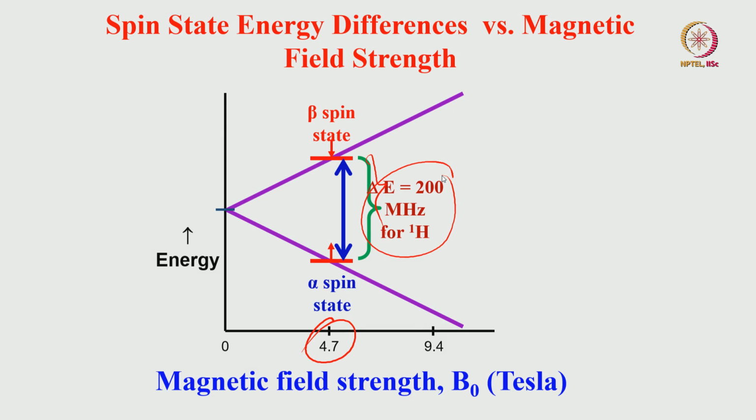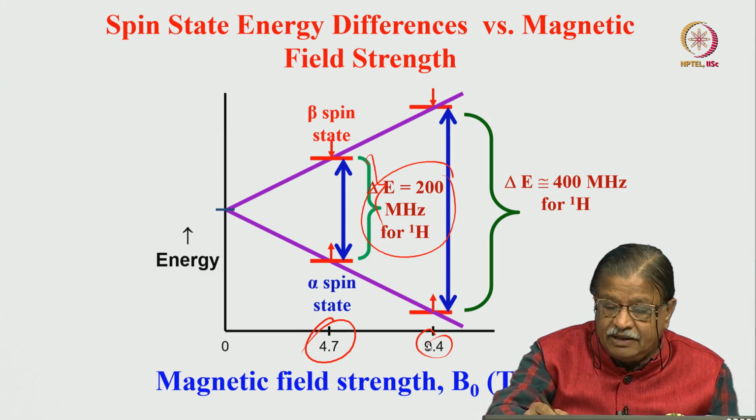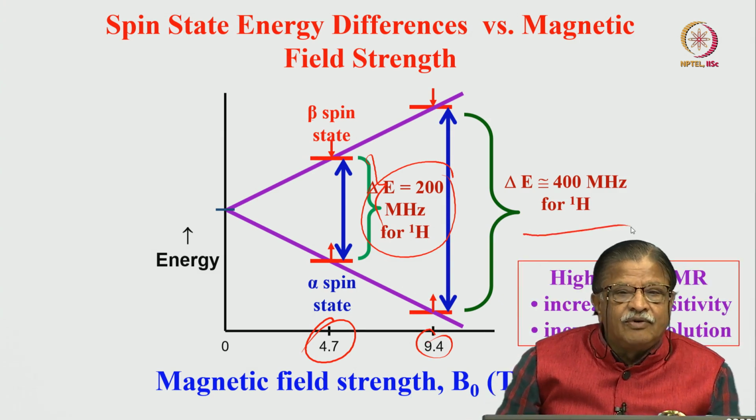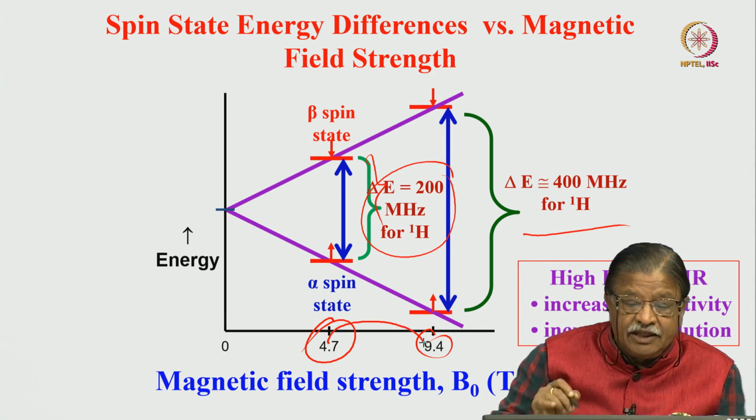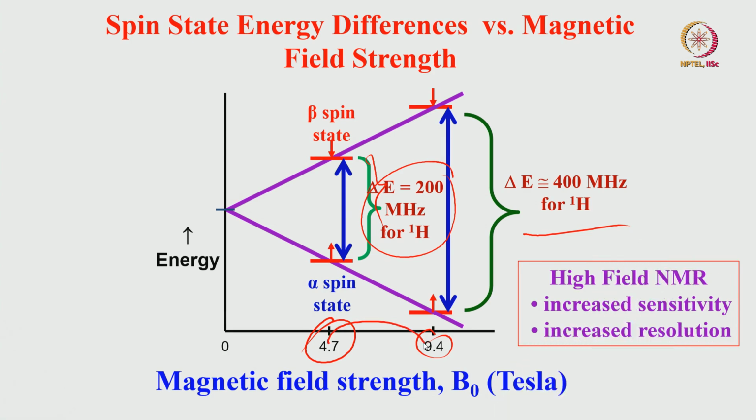I simply double the magnetic field, go to 9.4 Tesla. See what is going to happen now. The delta E is equal to 400 megahertz now. Just doubling the magnetic field from 4.7 to 9.4, the energy separation became double and the resonating frequency also doubled. There are few advantages of this. As we go ahead, I will tell you.